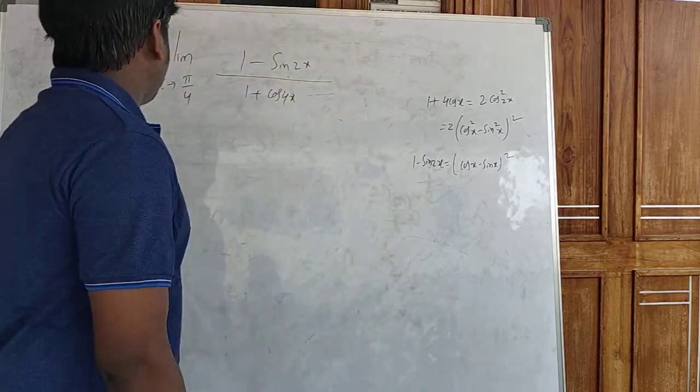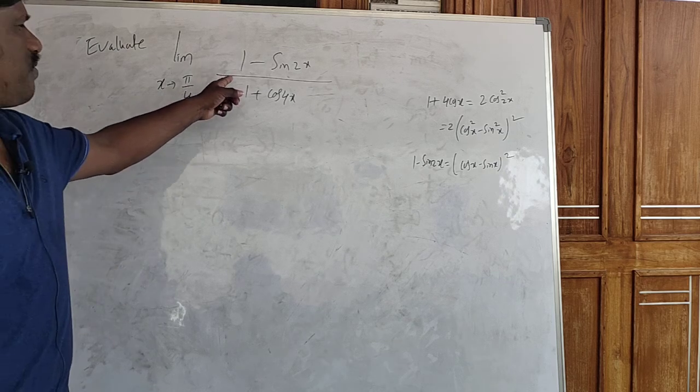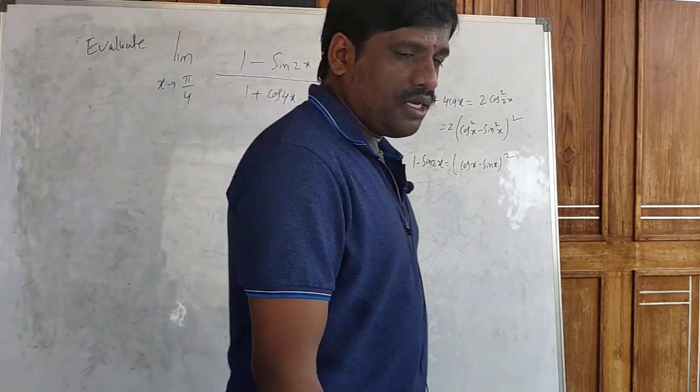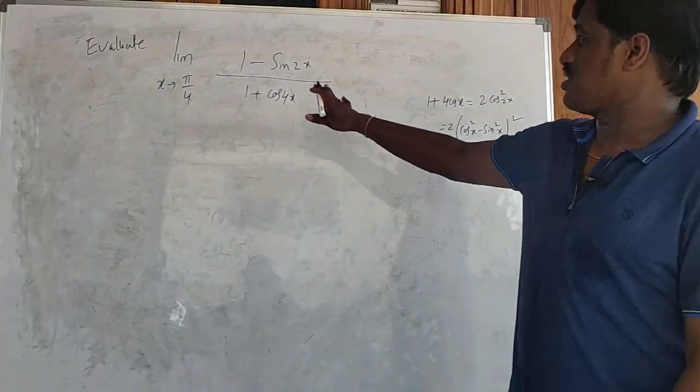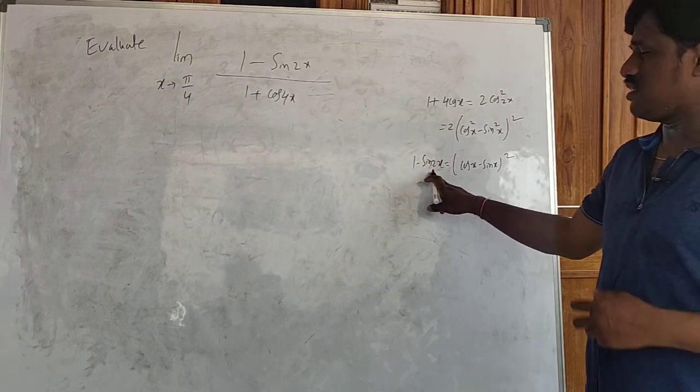Now here the question is: evaluate the limit as x tends to pi by 4 of (1 minus sine 2x) divided by (1 plus cos 4x). You have to find this. See, the logic behind this question is to make you understand these two most important points.